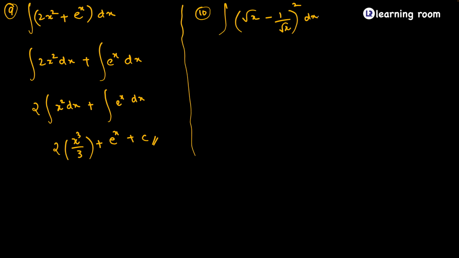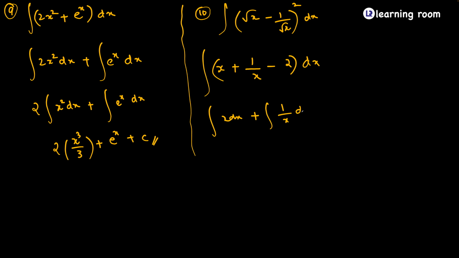A minus b the whole square is going to be a square, root x square is going to be x, plus b square, so plus 1 divided by root x the whole square is going to be 1 by x, minus 2 times ab. So 2 times root x into 1 by root x is 2. So minus 2 times dx. Now split each term with dx. So integral of x dx plus integral of 1 by x dx minus 2 into integral of dx.